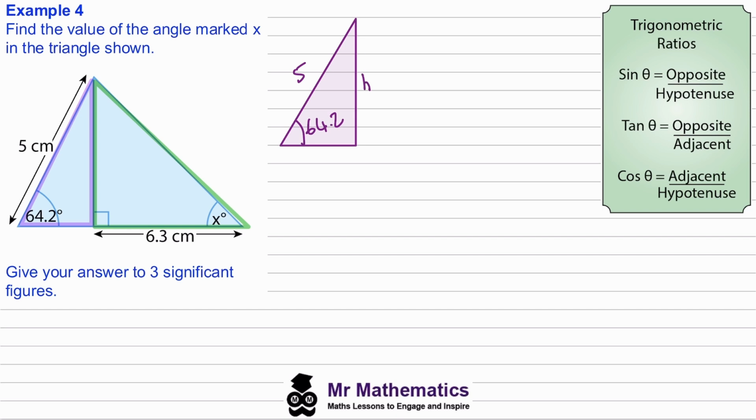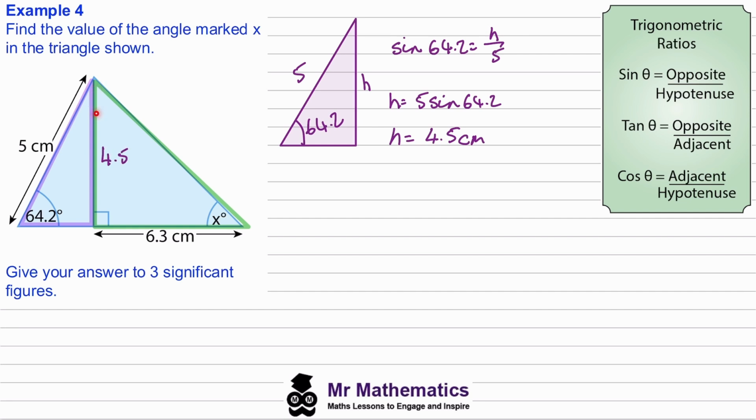Because we want to work out the height, which is the opposite length, and we've got the hypotenuse, we're going to use sine. So the sine of 64.2 will be the opposite over 5. So h will be 5 times the sine of 64.2. And when we work this out, we get the height to be approximately 4.5 centimeters. And I'll label this on the diagram here.